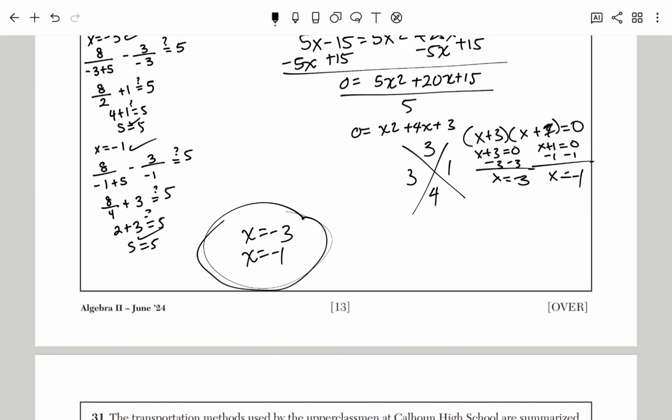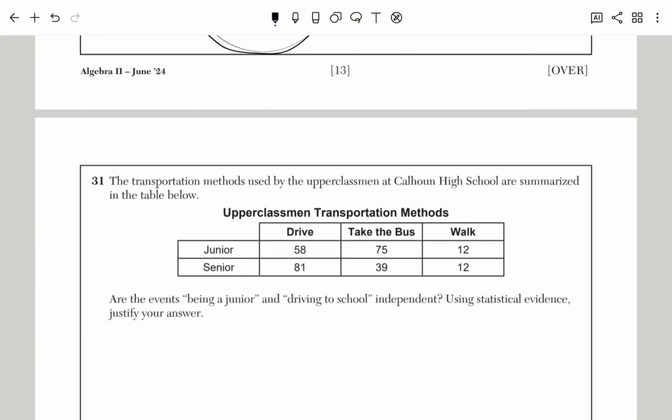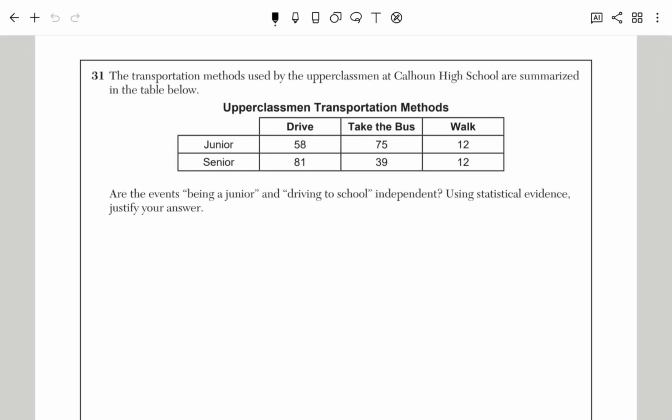So next, question 31 says, the transportation methods used by the upperclassmen at Calhoun High School are summarized in the table below.